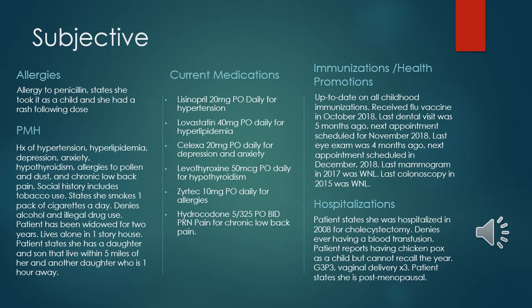Current medications include lisinopril 20 milligrams PO daily for hypertension, lovastatin 40 milligrams PO daily for hyperlipidemia, Celexa 20 milligrams PO daily for depression and anxiety, levothyroxine 50 micrograms PO daily for hypothyroidism, Zyrtec 10 milligrams PO daily for allergies, and hydrocodone acetaminophen 5-325 PO BID PRN pain for chronic back pain.